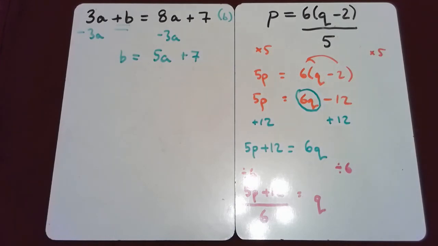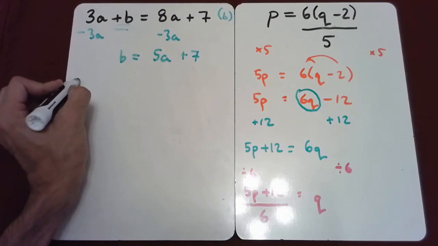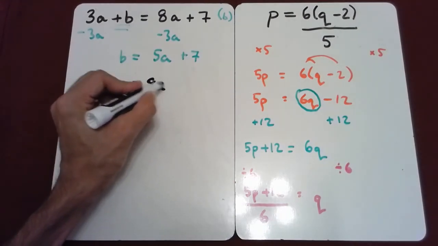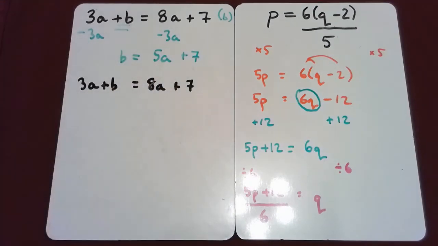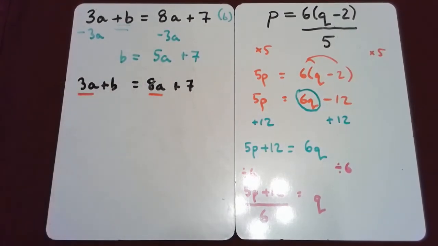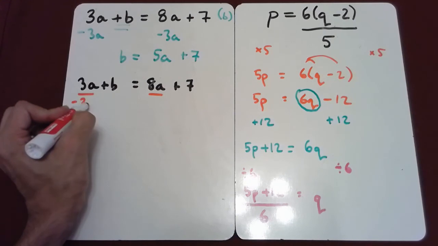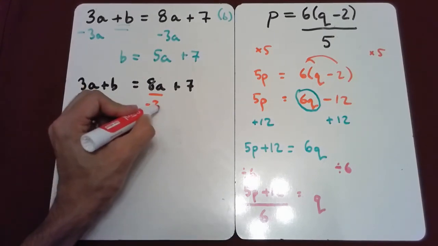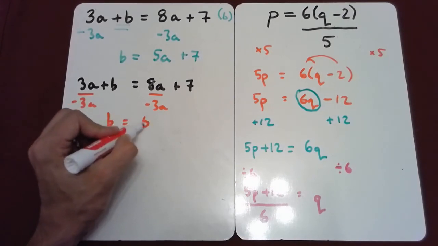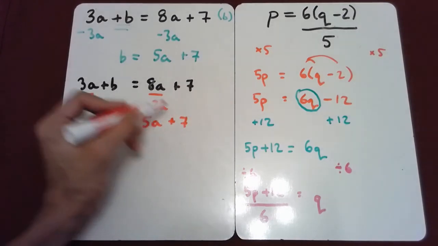Now, if we try that again, but this time make A the subject, the problem we can see is that I've got unknowns on both sides. I've got A's on both sides. I've got 3A on the left and 8A on the right. Now, if you've got unknowns on both sides, you normally want to eliminate the smaller unknown. If I subtract away 3A from here and subtract 3A from here, I end up with B is equal to 5A plus 7, which is exactly the same thing I had above.